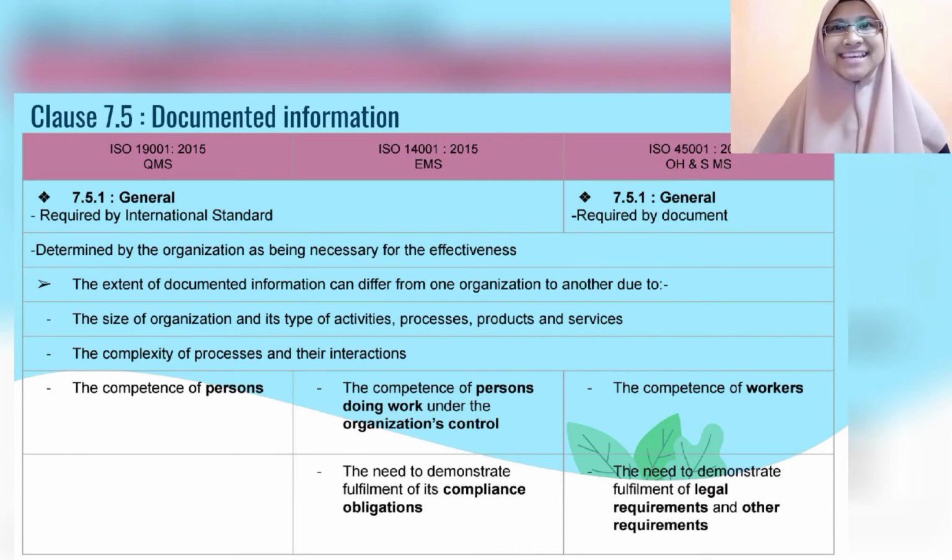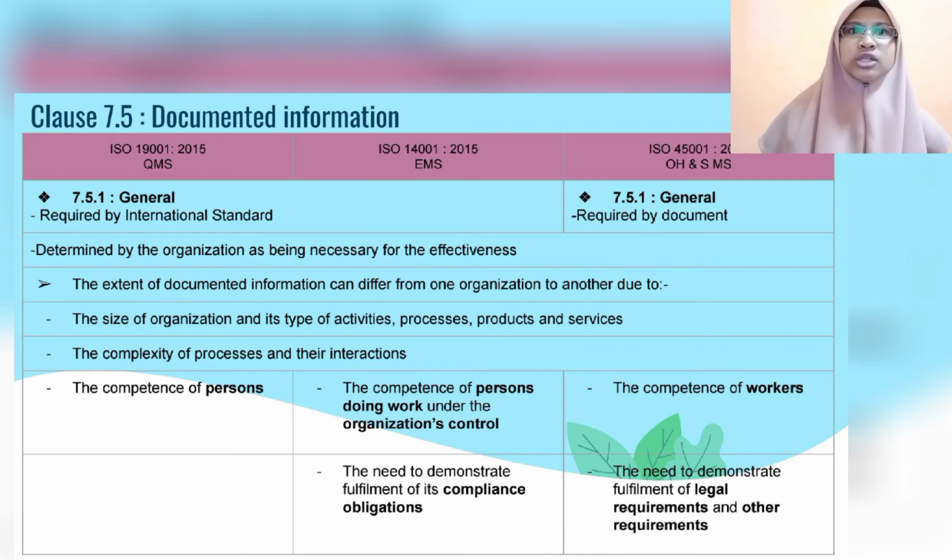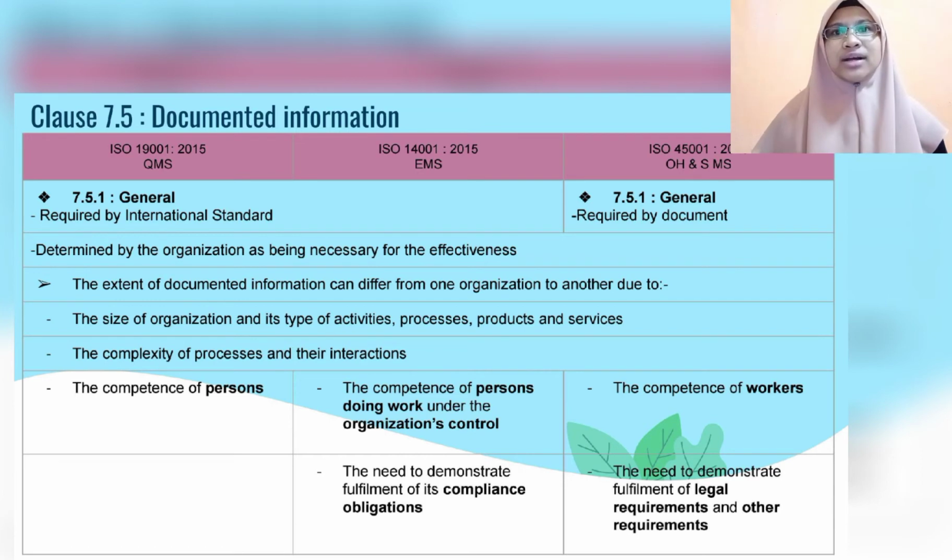For the QMS and EMS, documented information is required by internal standard, while for the OH and S is required by document. And the next point is the documented information for these three, QMS, EMS, and OH and S, is determined by the organization as being necessary for the effectiveness of these three ISO. And the next is the extent of documented information can differ from one organization to another due to the size of organization and its type of activity, process, product, and services for these three QMS, EMS, and OHS, and the complexity of process and their interaction for these three ISO.